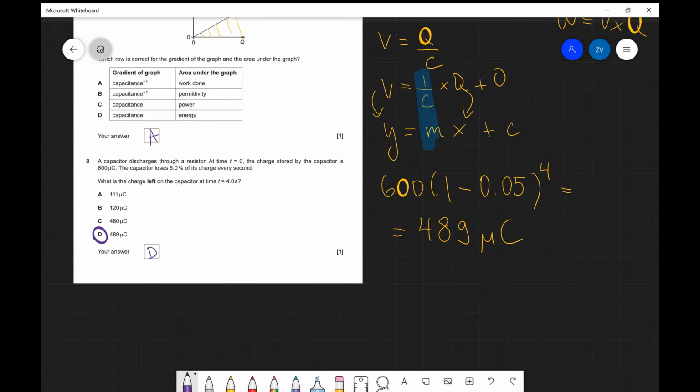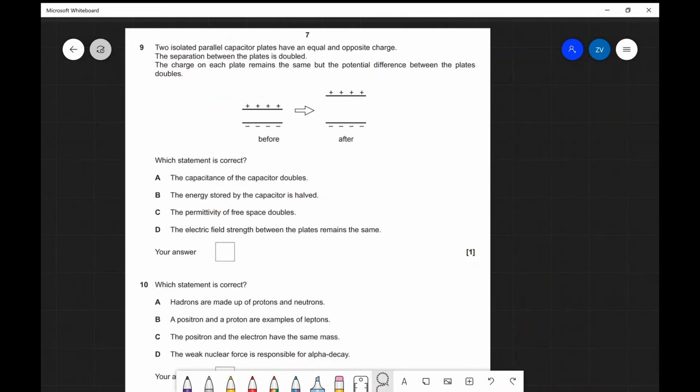Now, if you can't remember the compound interest formula, by far the next easiest way of tackling this question is just to do this manually. So you can quickly calculate 5% of 600, take that amount, then calculate 5% of that, take away that amount, and repeat this 4 times until you reach 489 microcoulombs. Okay folks, let's have a look at the next one.